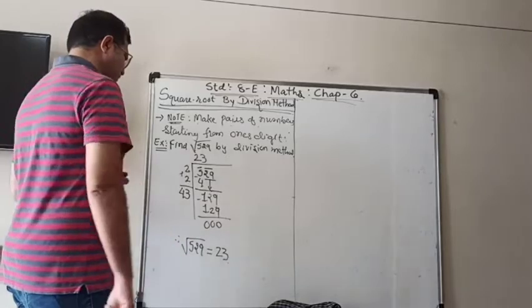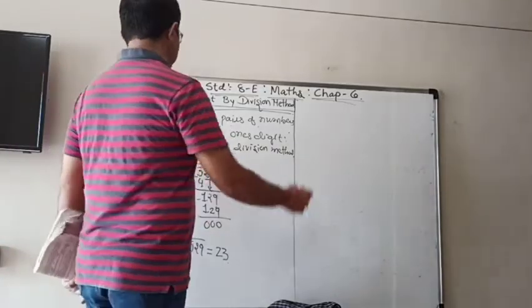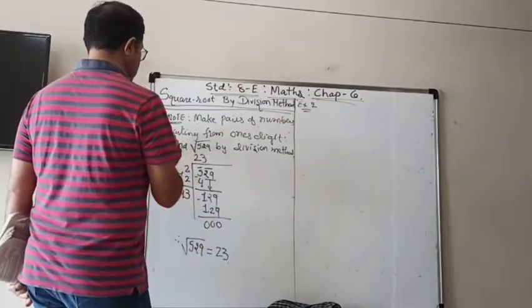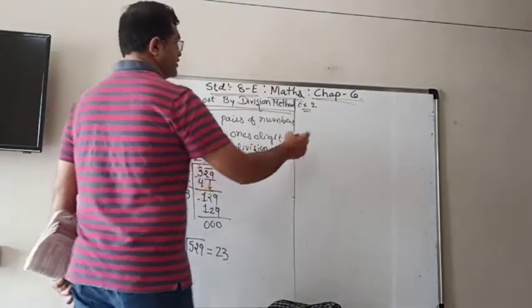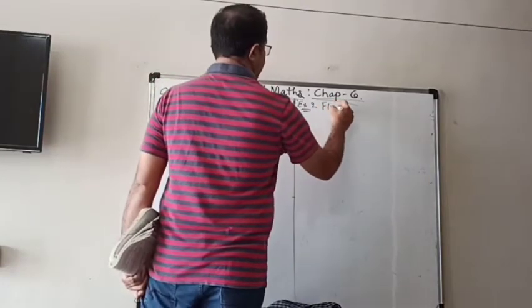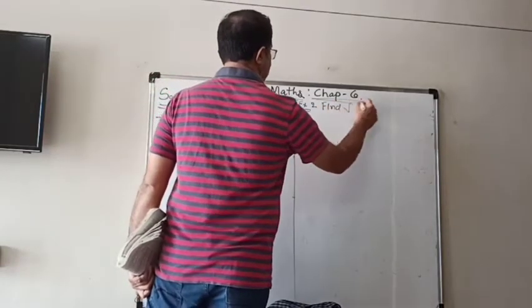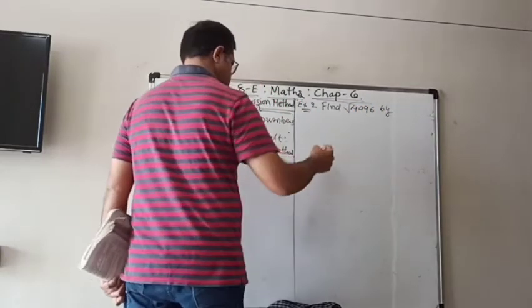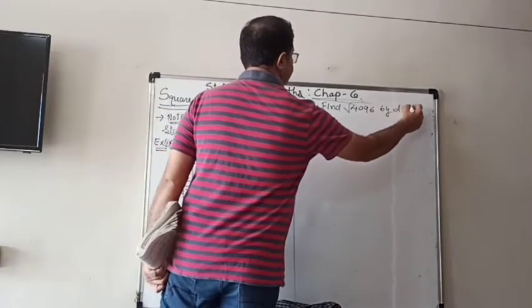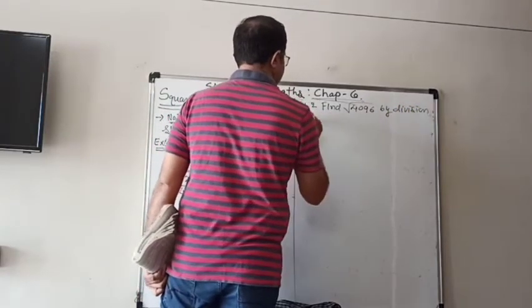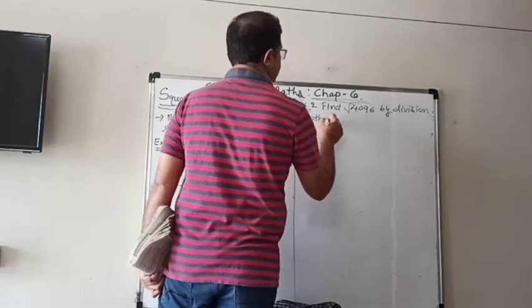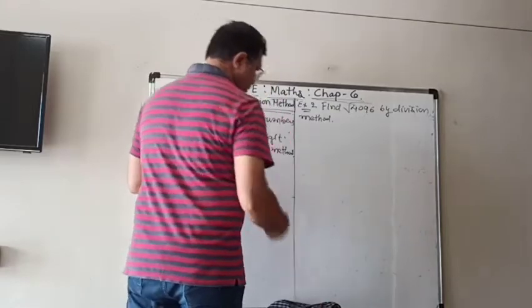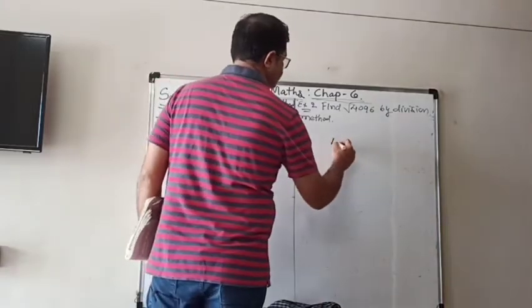So let's take another example. Here it was 3 digits, now we will take 4 digits. Find square root of 4096 by division method. Very simple method this is. So now, as I told you, write down that number first.